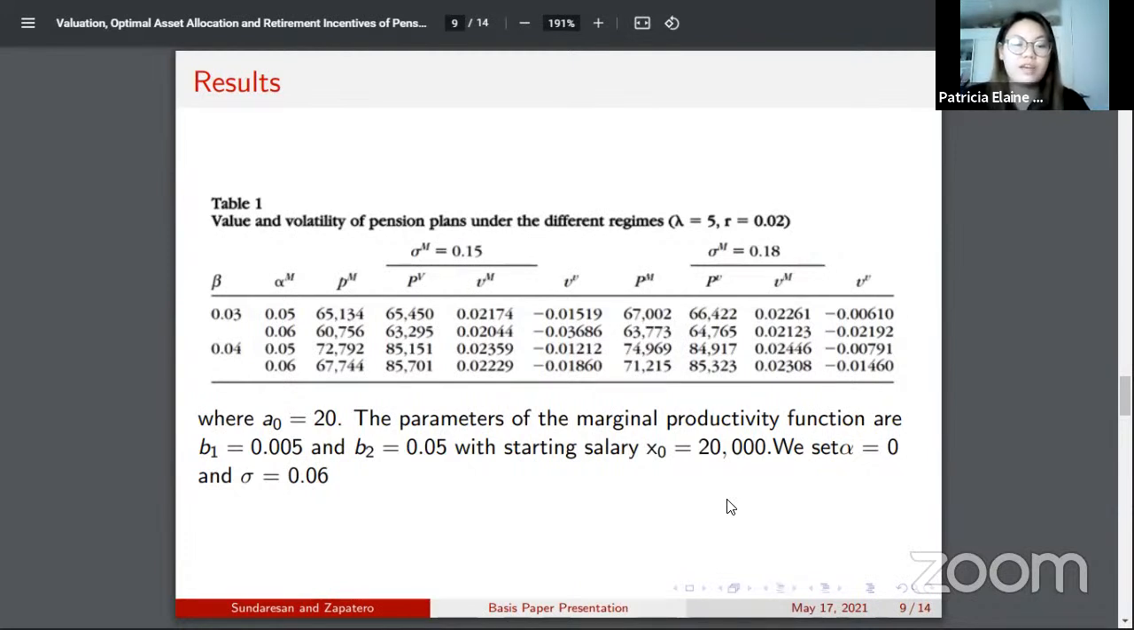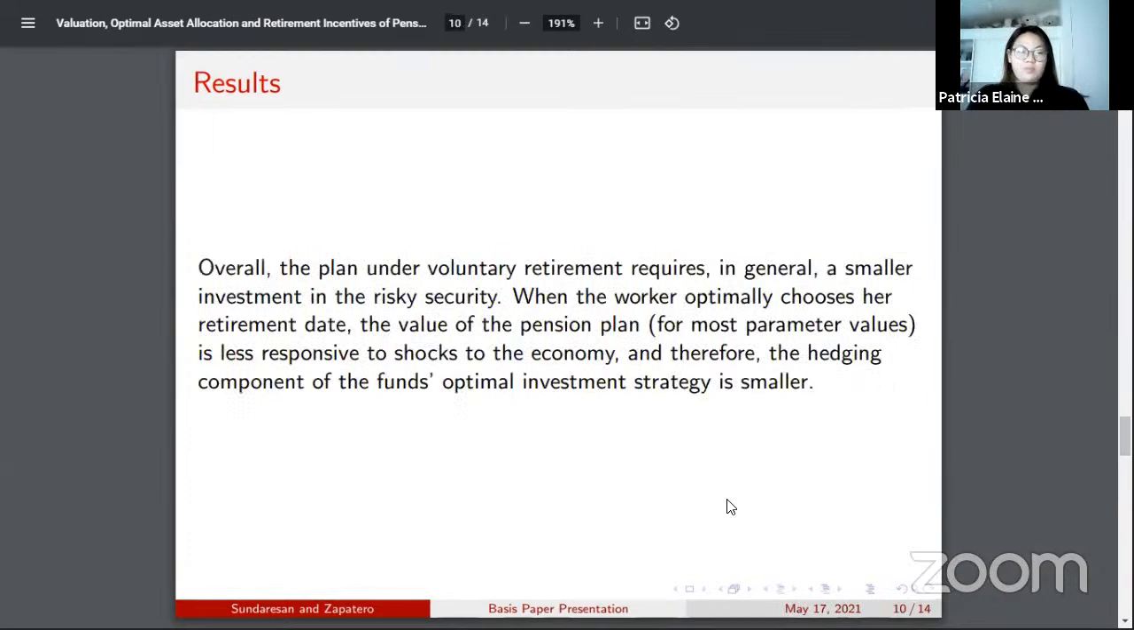So this table provides a basis to analyze the effects of the design of the pension plan on both the value and the optimal portfolio that corresponds to it. Summarizing the results, it was discovered that the plan under voluntary retirement requires, in general, a smaller investment in the risky security. When the worker optimally chooses her retirement date, the value of the pension plan tends to be less responsive to the shocks in the economy, and therefore the market strategies to offset the risk of the fund's optimal investment would be smaller.